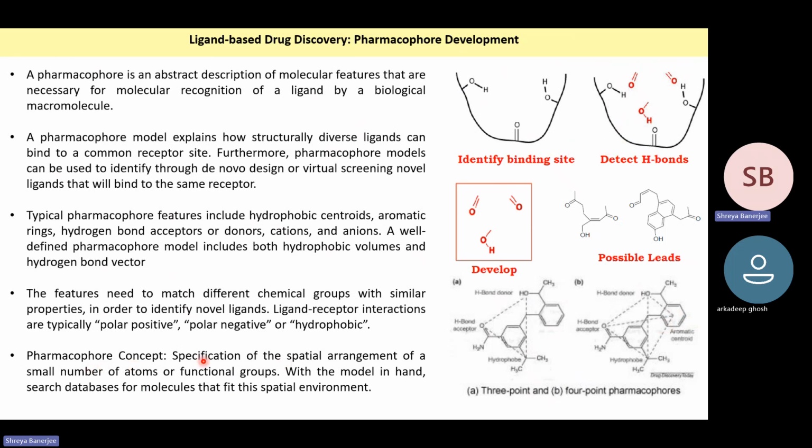So this pharmacophore concept is basically specification of the spatial arrangement of a small number of atoms or functional groups. With the pharmacophore model in hand, we can search the database for molecules that fit this spatial arrangement of functional groups, and those can be the lead candidates for the drug.